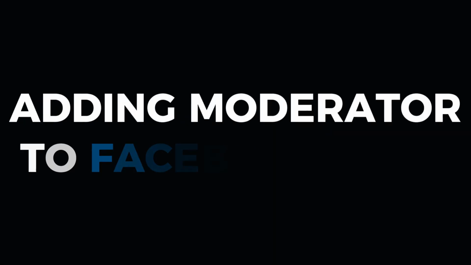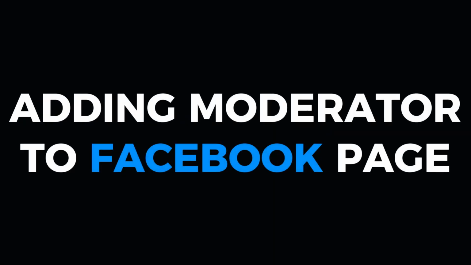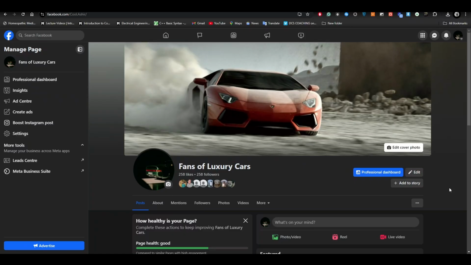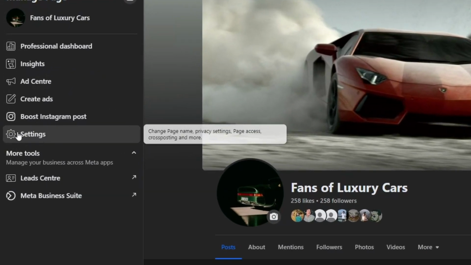Adding a moderator to your Facebook page is a pretty simple thing to do, and in this video I will show you how to do it properly. So first things first, open up your Facebook page profile. Once you're on the Facebook page profile, you will see the settings option on the left hand side. Just go and click on the settings tab.